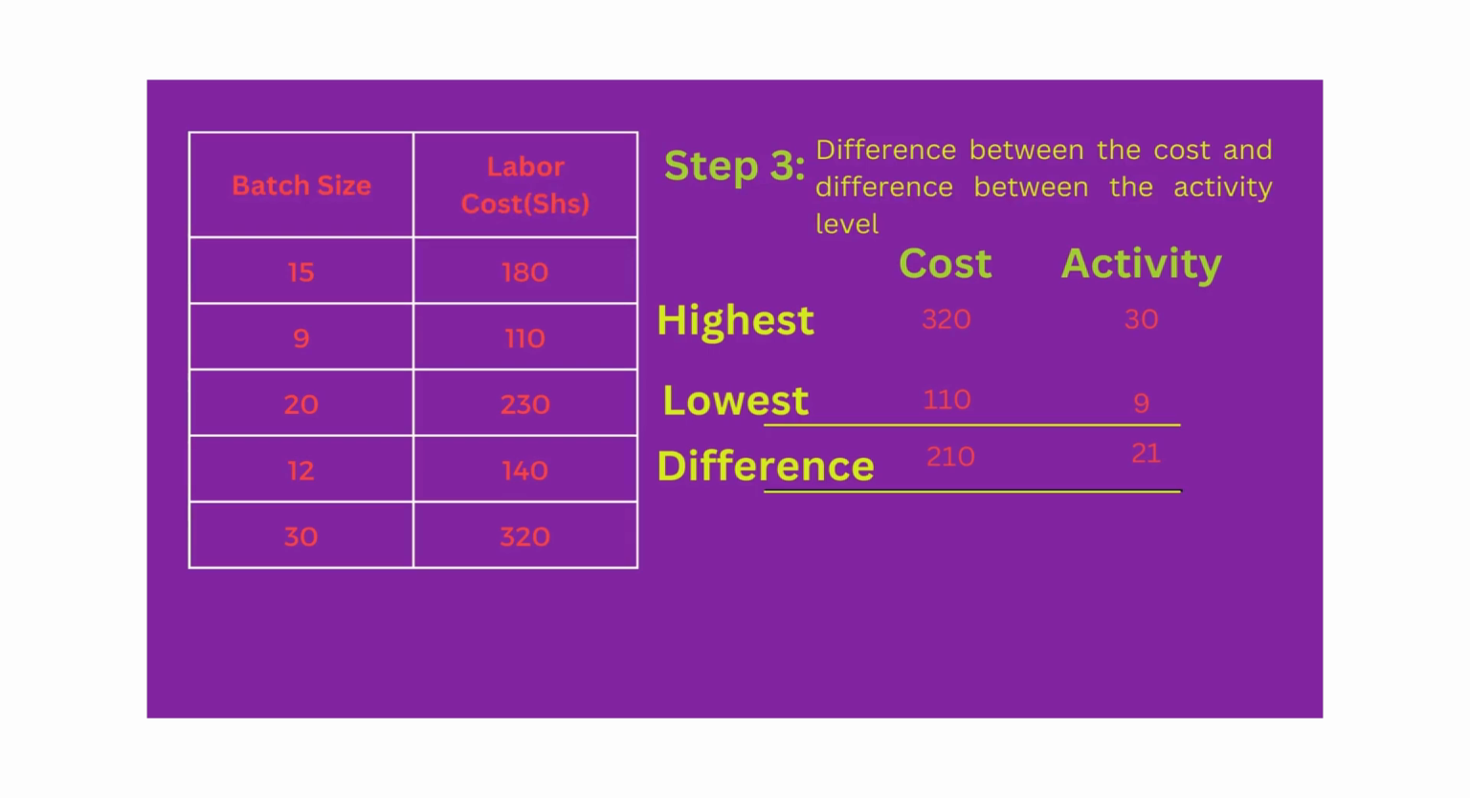Now we've chosen the highest and lowest activity level and their corresponding costs. So the third step is the difference between the costs and the difference between the activity levels. Our highest cost was 320, our lowest is 110. So the difference, 320 minus 110, we get 210. On the other side, the activity level, our highest was 30 and lowest 9. So the difference between 30 and 9, we get 21.